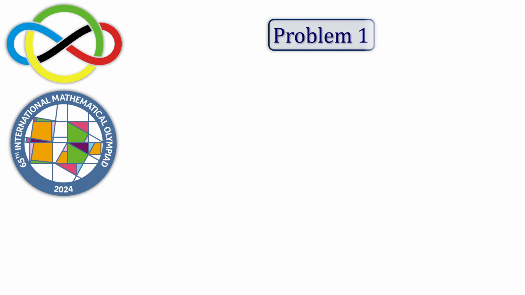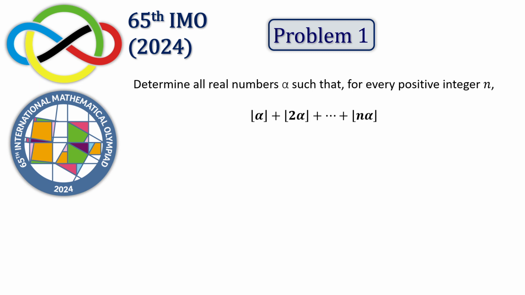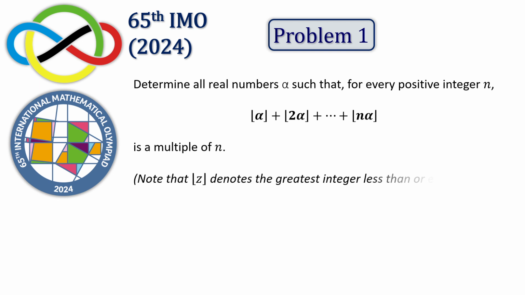Today we will solve problem 1 from IMO 2024. Determine all the real numbers alpha such that for every positive integer n, floor of alpha plus floor of 2 alpha up to floor of n times alpha is a multiple of n. Note that floor of z denotes the greatest integer less than or equal to z.